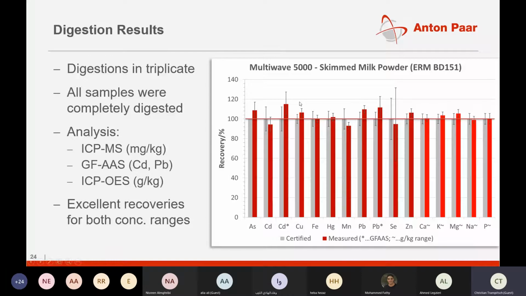So this is a clear proof that we do not lose elements when we are applying a smart vent technology, because this is usually one of the first questions. Hey, but if you release the gases during a run, don't we lose analytes? No, if we operate them correctly, we do not lose volatile elements.